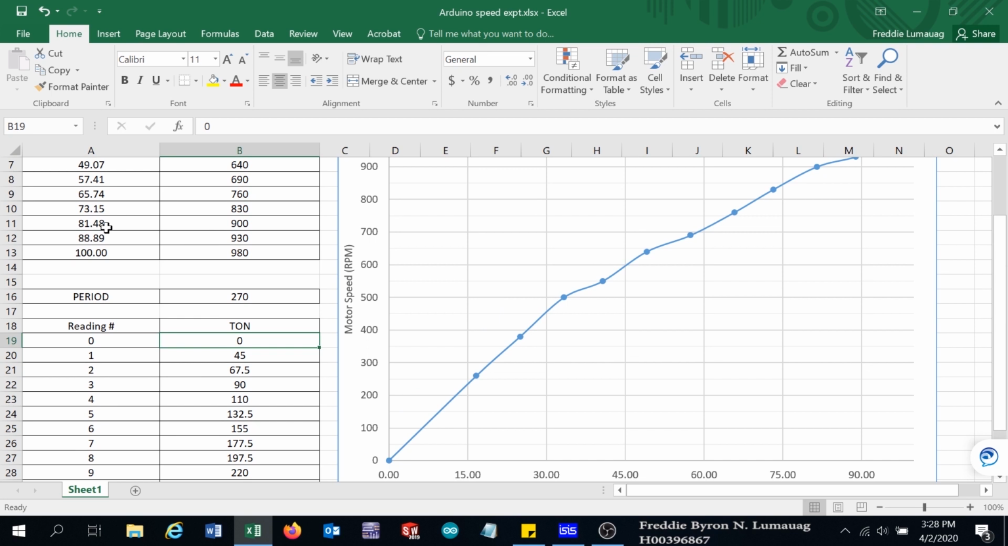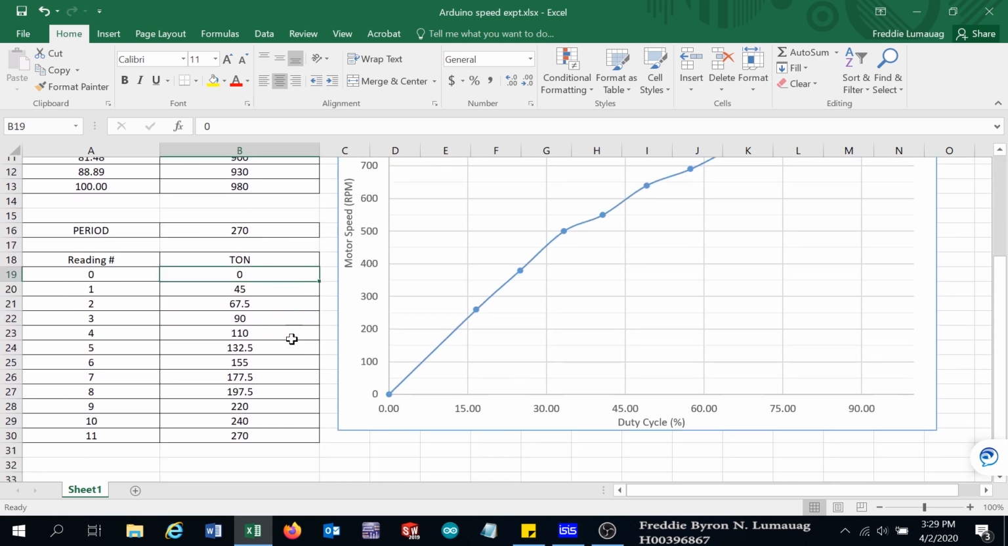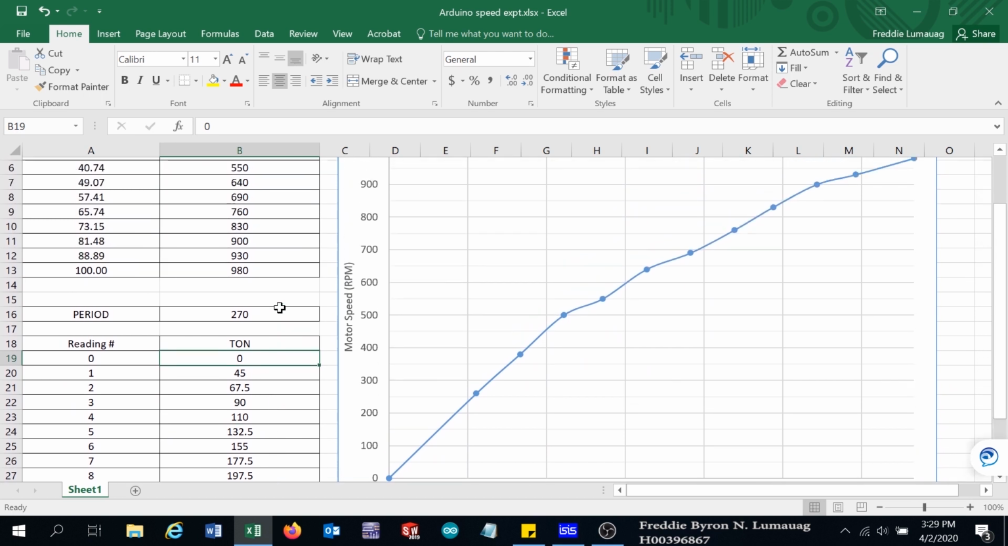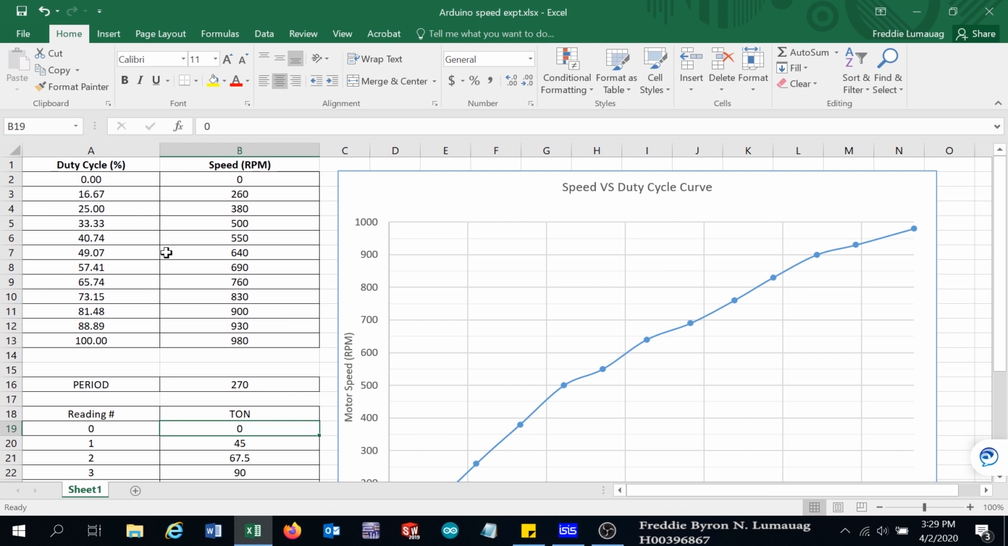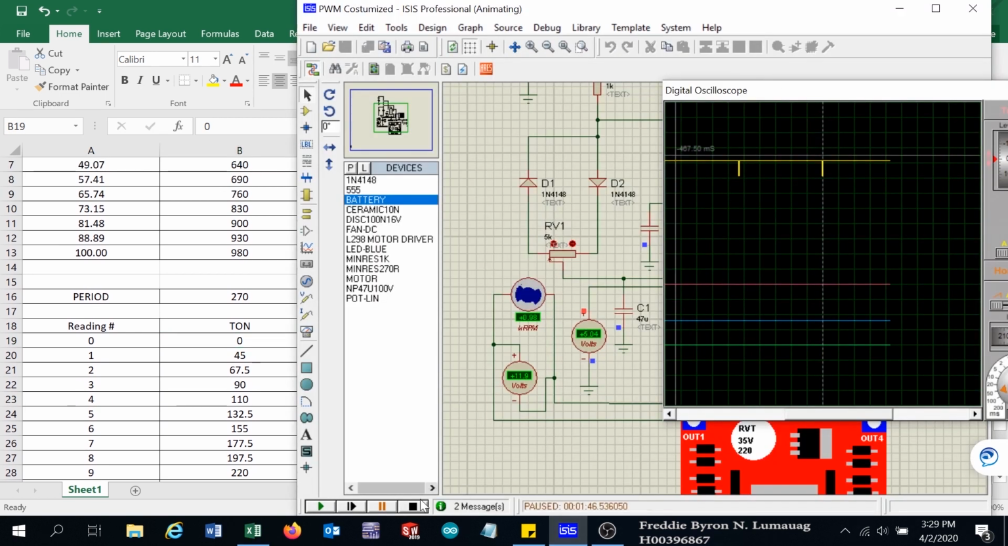You can see the less time that you turn on your circuit, or give power to the motor, the lower the speed. As you give more on time, the speed also increases. Remember that the duty cycle is T on divided by the period, in percent. So 16.67 until 100%.